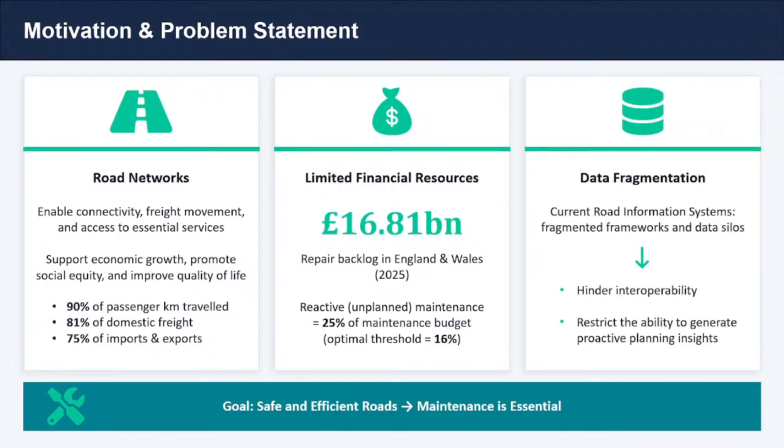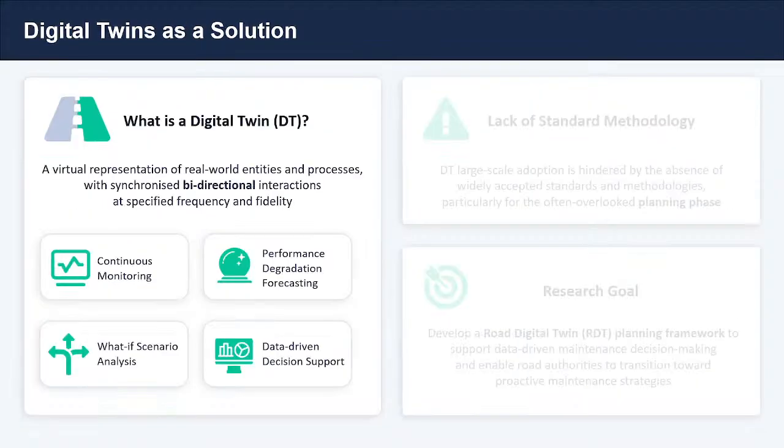Compounding this, currently our road information systems suffer from fragmented frameworks and data silos, hindering interoperability and restricting the ability of local authorities to generate proactive planning insights. In this context, a digital twin can be seen as a very effective solution.